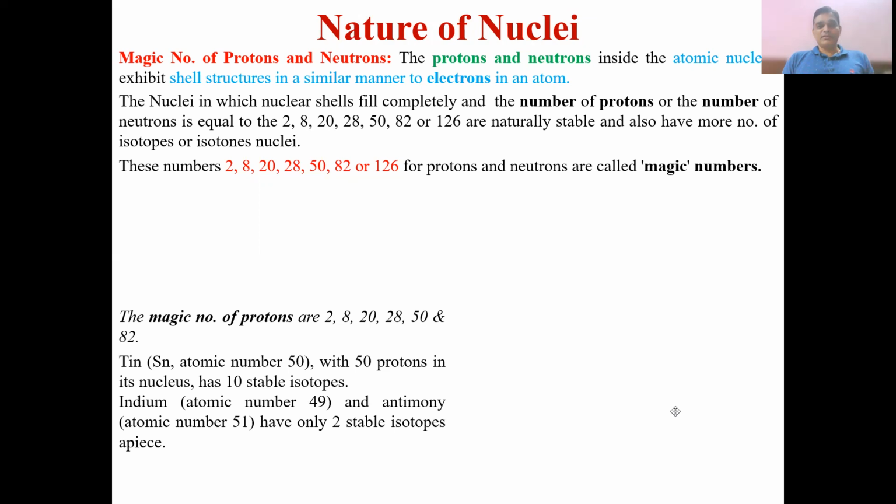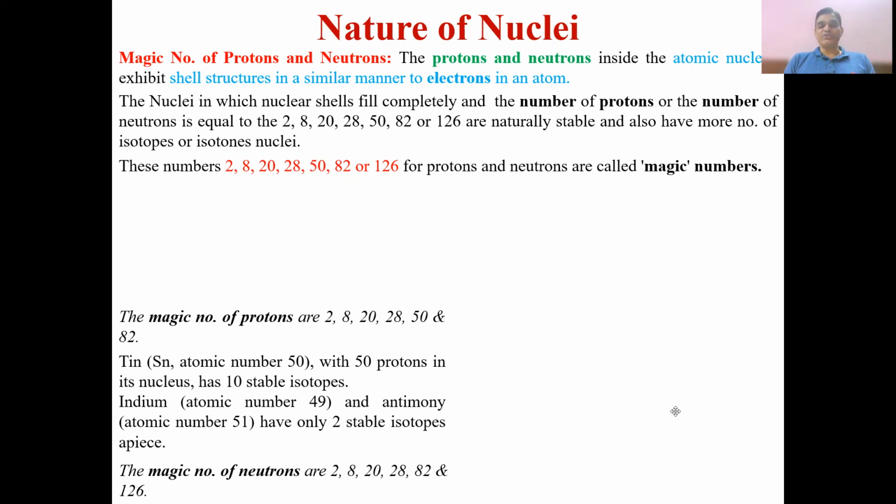Tin, whose atomic number is 50, has 50 protons, which means tin has a magic number of protons. It is found to have 10 stable isotopes, while indium, whose atomic number is 49, just before tin, and antimony, having atomic number 51, just after tin, have only 2 stable isotopes.